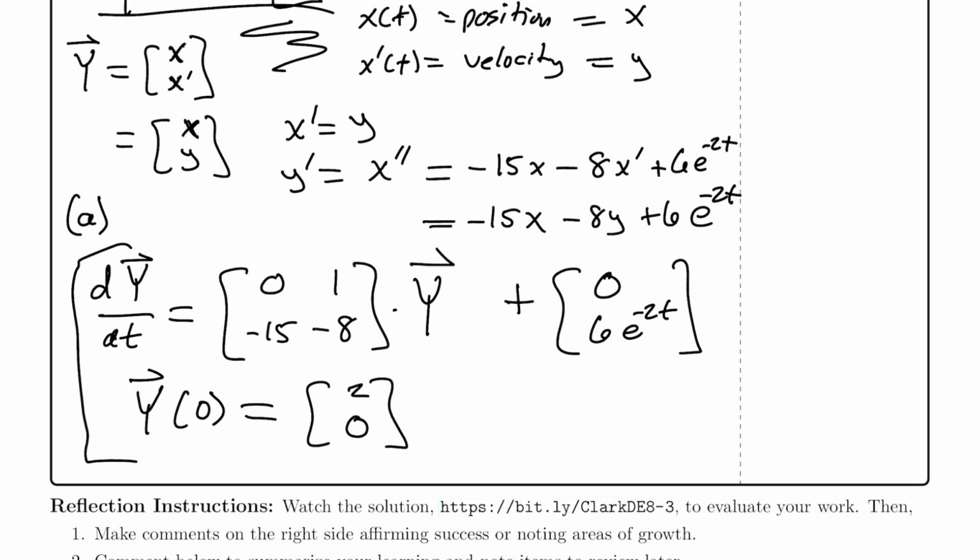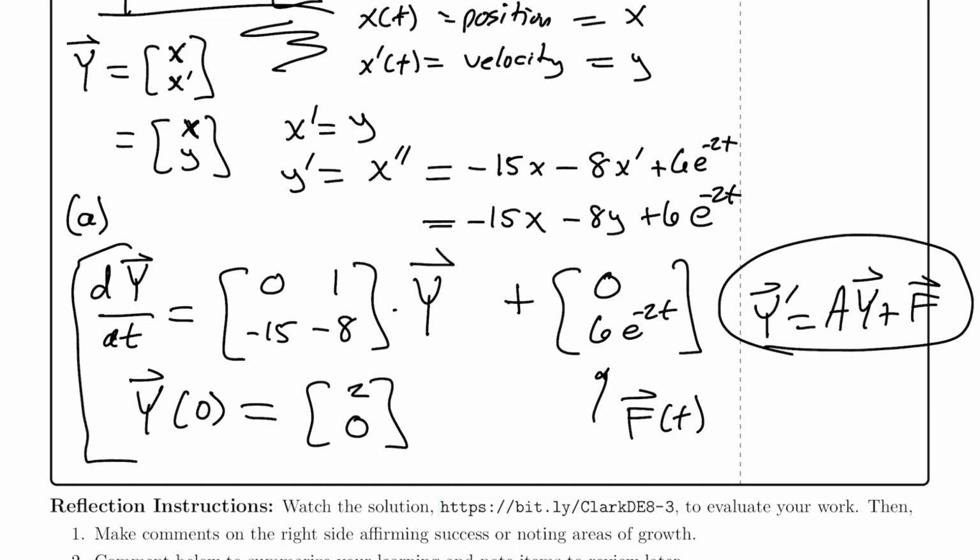And notice this here we usually call f of t. That's an external forcing term. So, you know, you have y prime equals matrix y plus external forcing term. Like so, this is sort of the generic form we're looking at. Vector y prime, matrix A, y, forcing term f.